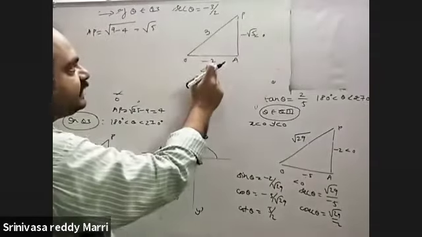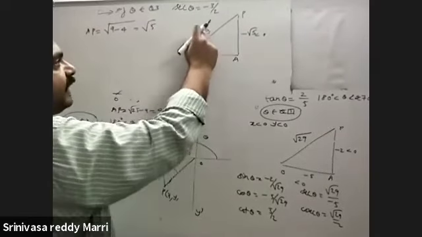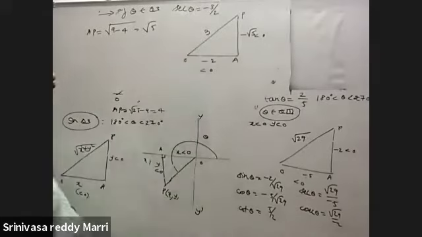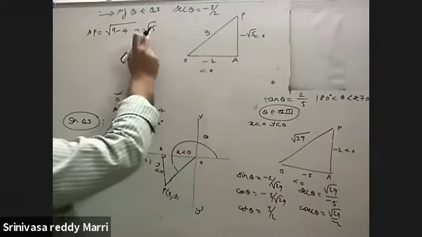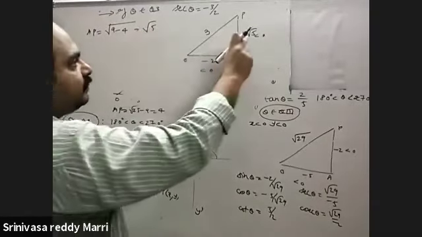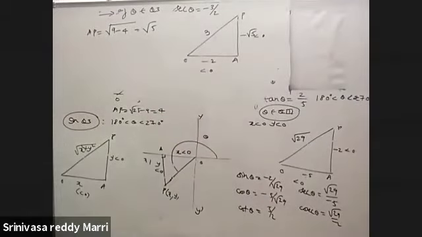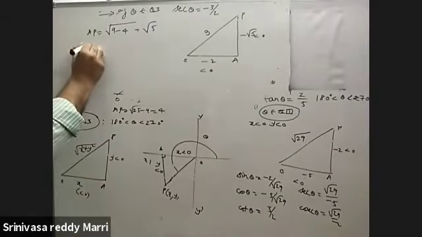And even secant theta is what? Even secant theta is -3 by -2 only. Same condition satisfied. Just like that, if you got root 5, you write minus root 5 here because the y value you have to write negative, the x value you have to write negative. Now you can write all the trigonometric ratios.